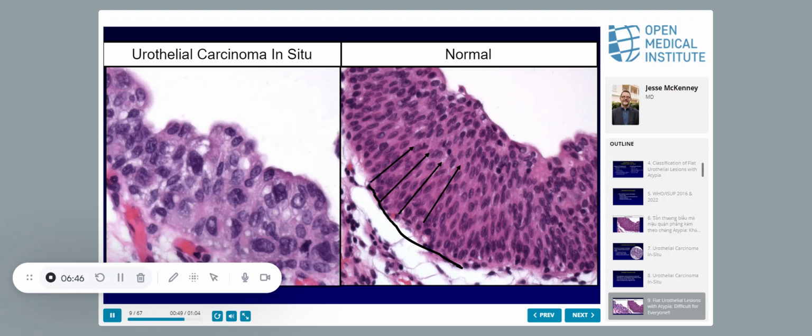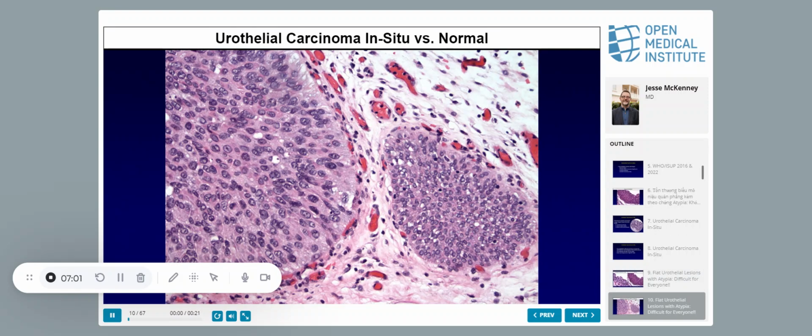So this is the first step to learn. The first step is to learn how to recognize this. And then you have to start learning what's less atypia and less atypia and less atypia that's still definitive carcinoma in situ. Okay, that's my goal today.